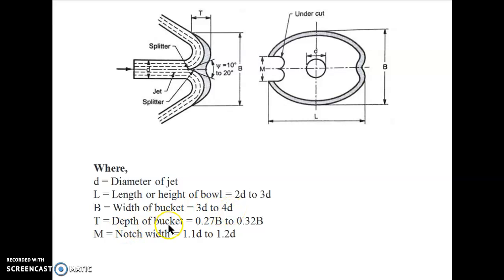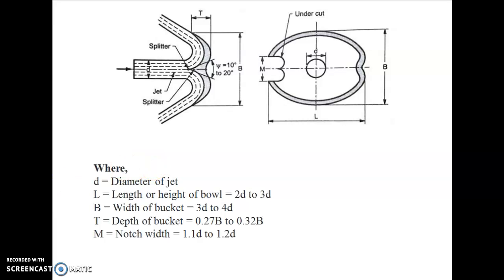Capital T stands for depth of the bucket. So from that front edge to the last end of that bucket, we can consider that width as the depth of the bucket. Again, we can take it equal to 0.27 to 0.32 times the width of the bucket. And last one is M, that is notch width. You can see that notch width in this section. It is equal to 1.1 to 1.2 times the diameter of jet. These are some of the standards which are followed when we consider the bucket which is mounted on a Pelton wheel.